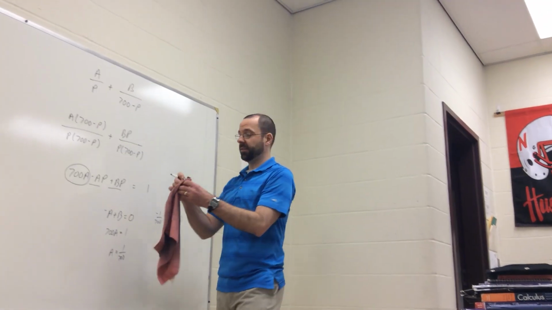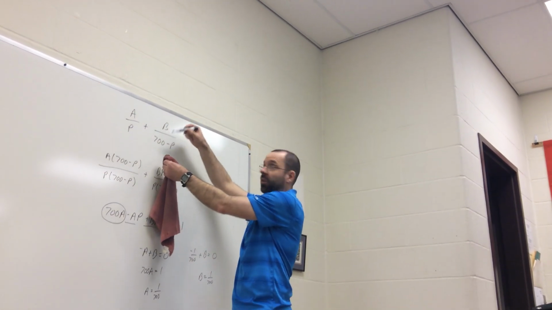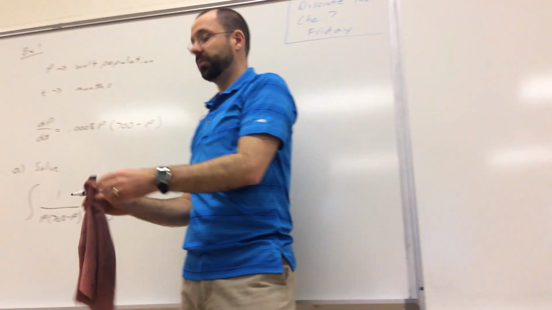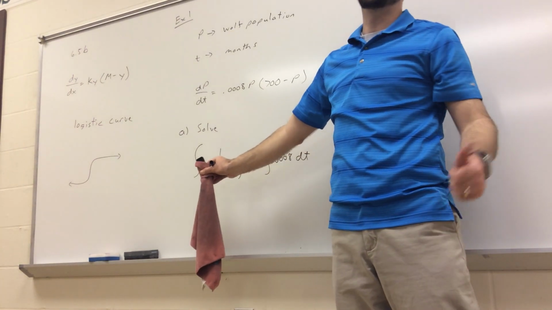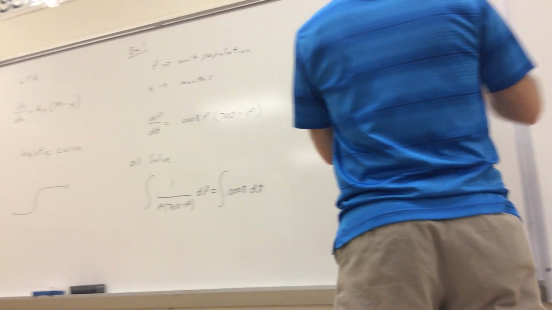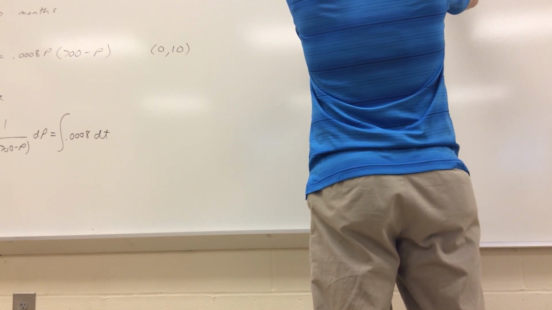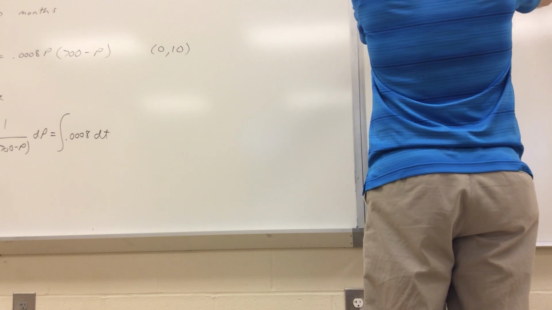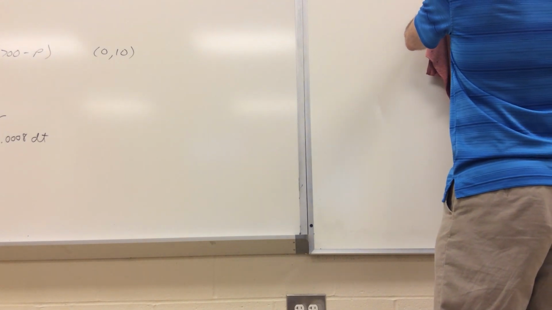Okay, so that means that this number could be 1/700th over p plus 1/700th over 700 minus p. Apparently those two fractions will add up to be this thing right here in the middle. So I'm trying to take the antiderivative of that. So instead, I'm going to take the antiderivative of what I just figured out. So I've got the antiderivative of 1/700th over p plus 1/700th over 700 minus p dp equals the antiderivative of 0.008 dt.